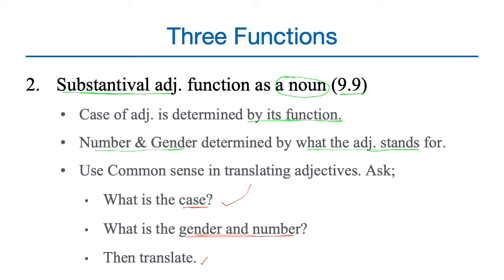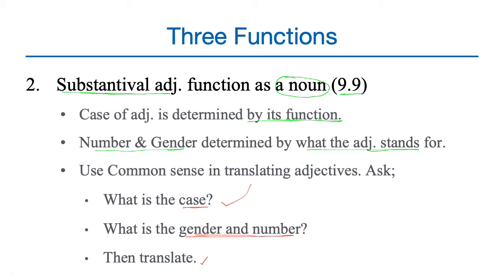That means in this case, the adjective is not modifying any noun. So you look at the case of the adjective, nominative, genitive, dative, or accusative to determine its function in the sentence. The number and gender then is determined by what that adjective is standing for. Just something to remember. The most common rule in translating adjectives is that.